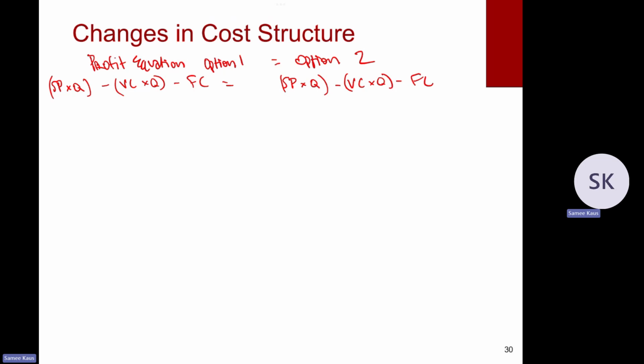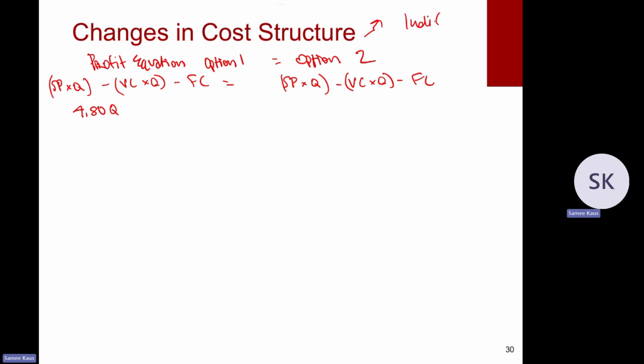So scroll back here and say, well, what is my sales price under option 1? It's $4.80 because I'm offering a discount for using the kiosk. I'm trying to solve for how many units I'm selling that I don't care between the difference. Okay, so I'm going to calculate my indifference point.